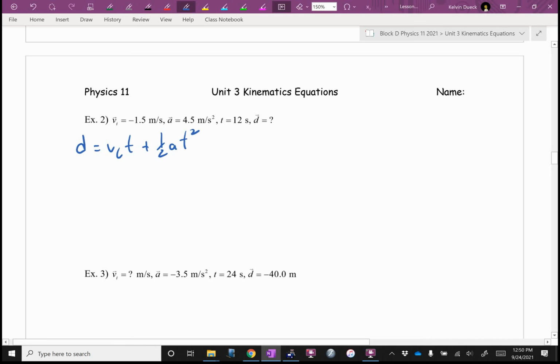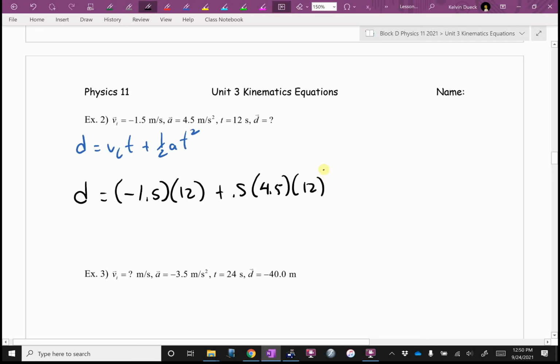Okay. What am I asking me to find? What letter? I need to get the D by... Oh, it already is. That'll happen sometimes. So now it's just going to be straight plug and chug. D equals, Lena, what was VI? Yep. And then T was 12? Plus, what's an easy way to write 1/2 on our calculator? Everybody? Okay, so I'm going to now go 0.5 here. A, 4.5, and 12.